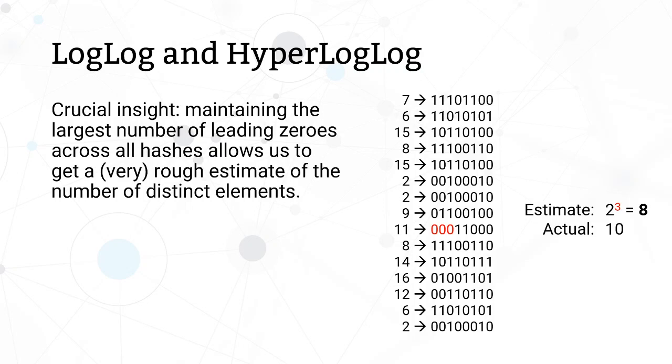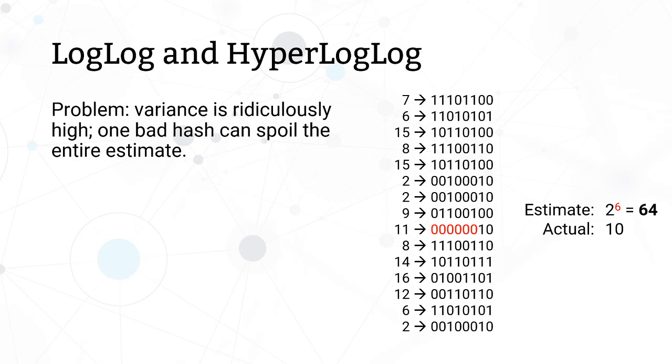The idea here is to turn that insight on its head and instead maintain the largest number of leading zeros across all the hashes we've seen, to get a very rough estimate of the number of distinct elements. If you see here, this 11 has a hash of 0001100. It has 3 leading zeros in its hash, and it's the most across all the elements we've seen. We know that we get 3 leading zeros with probability an eighth, so we can use that estimate and say that probably we've seen about 8 elements, for us to be able to get something that happens with probability an eighth. As you can see, it's actually not too far from the actual answer of 10.